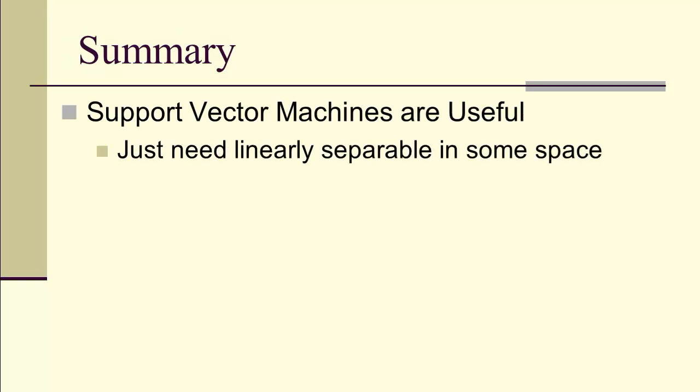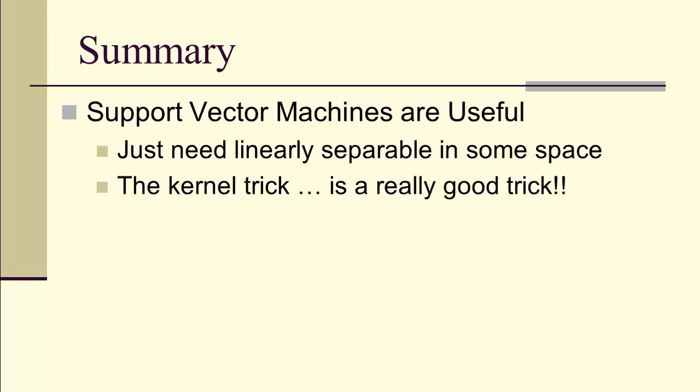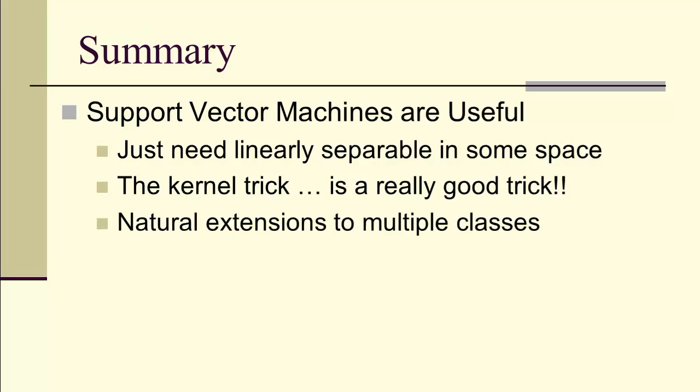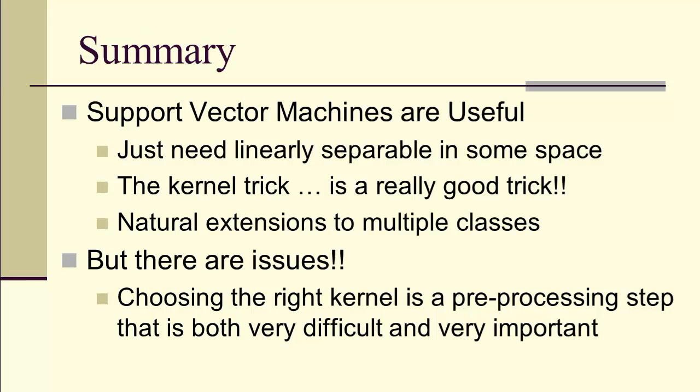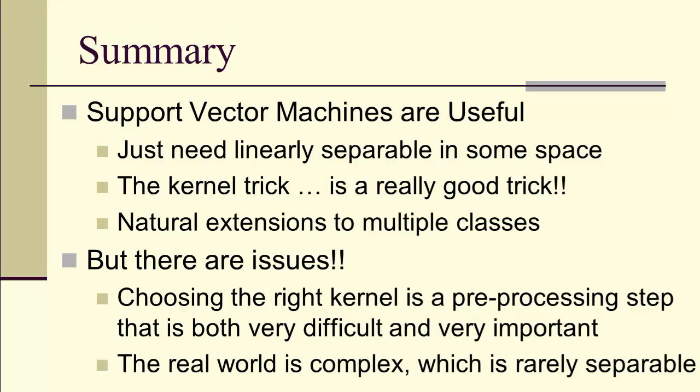So in summary, support vector machines are extremely useful. You just need linearly separable somewhere. And the kernel trick then is a really good trick. And there are natural extensions to multiple classes, which we just saw. However, choosing the right kernel is crucial, and it's a pre-processing step. Therefore, it's not only crucial, it's also a source of bias and misclassification.